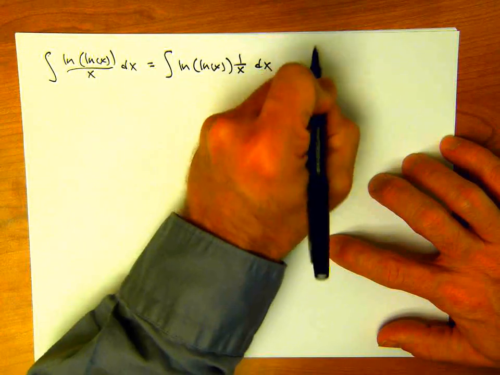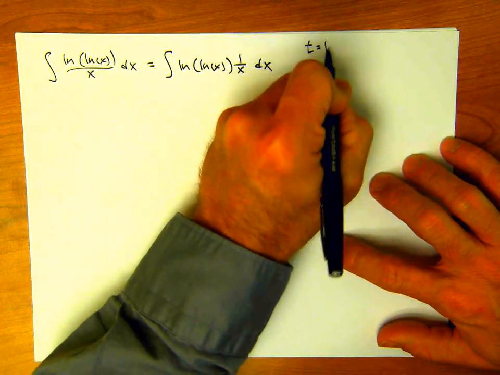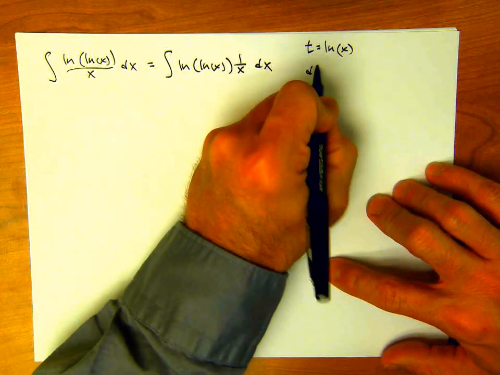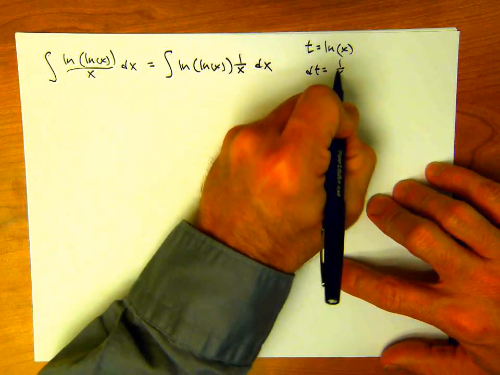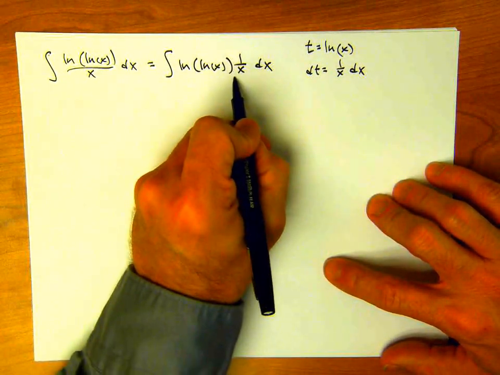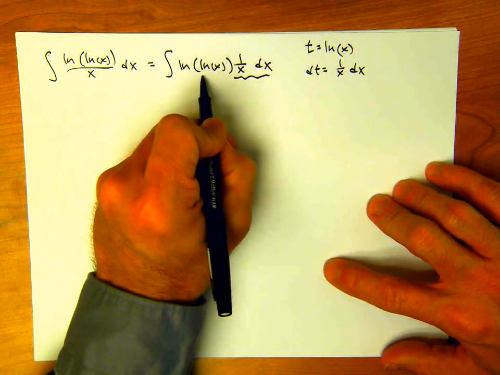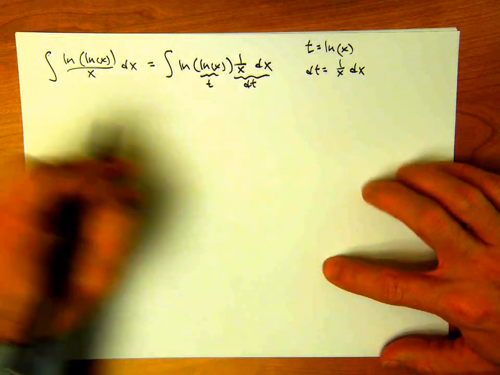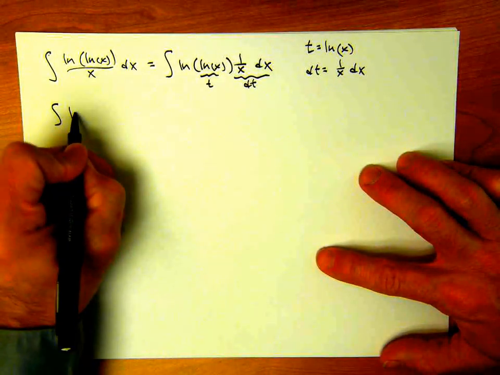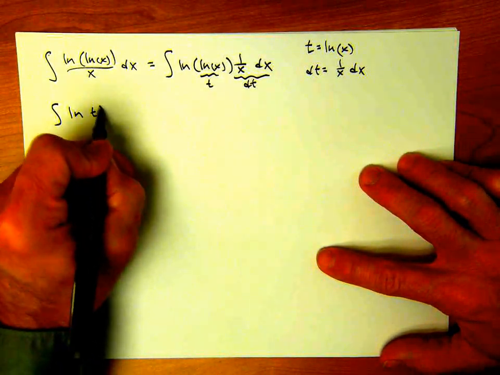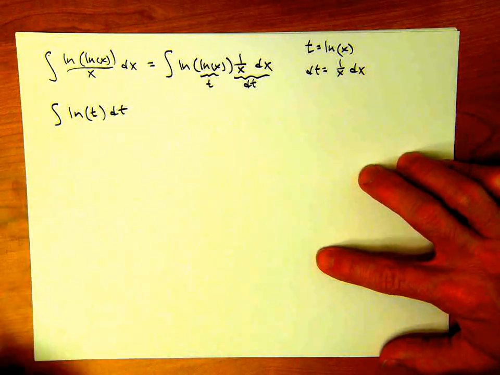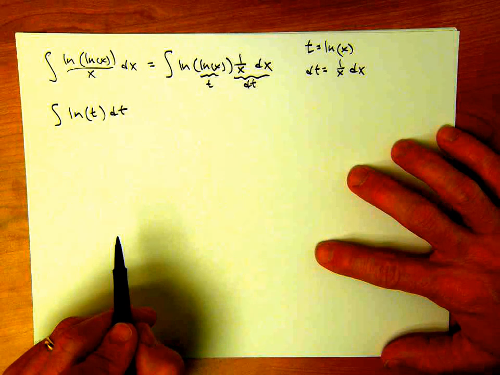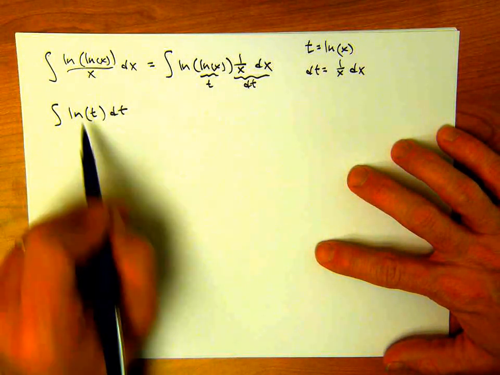So I'm going to let t equal natural log of x, because then I get that dt equals 1 over x dx. So that's covered by my dt. So this is going to be t, this is going to be dt. So now my new improved integral is this. Now this is actually one where we can use integration by parts.